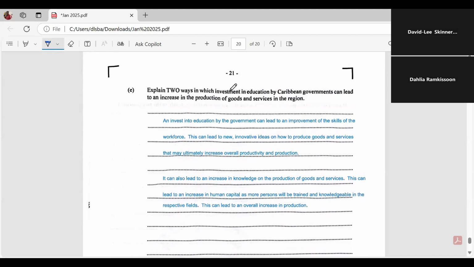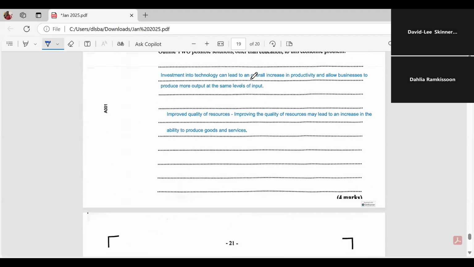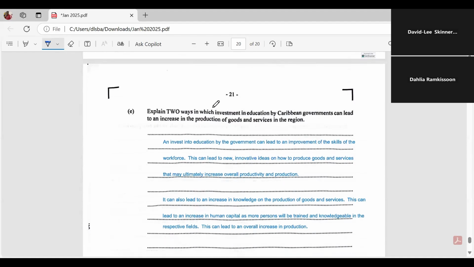Explain 2 ways in which the investment in education, which is why they said besides education in the first one. Explain 2 ways in which the investment in education by the Caribbean government can lead to an increase in the production of goods and services in a region. So it can lead to the improvement of the skills of the workforce. And if they are more skilled, that means they'll become more efficient. And that would increase the production rate overall, right? They could also create new innovative ideas on how to produce the goods and services, which can also lead to an increase in productivity overall.